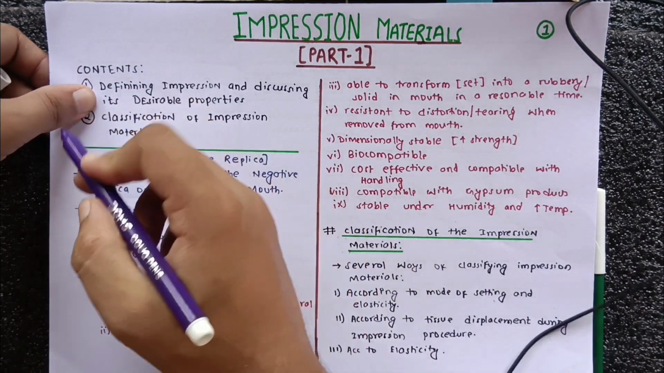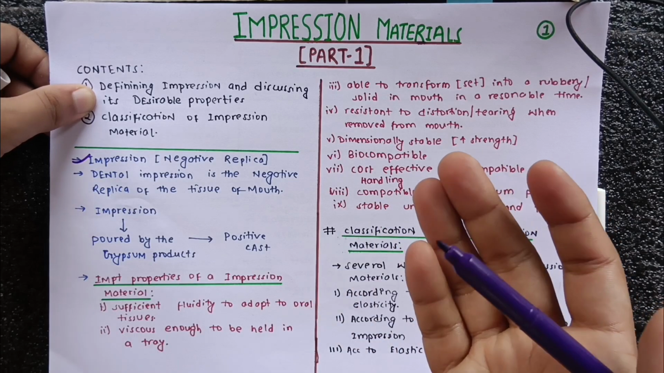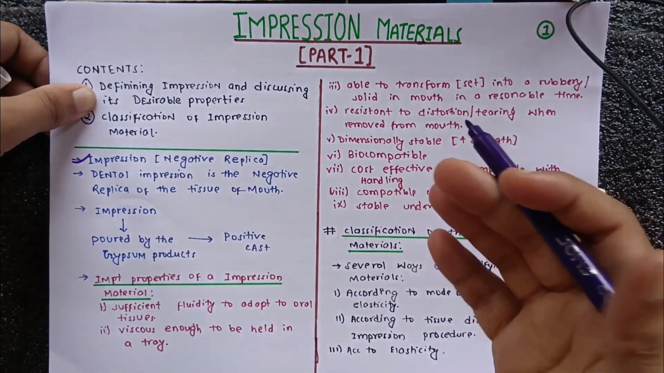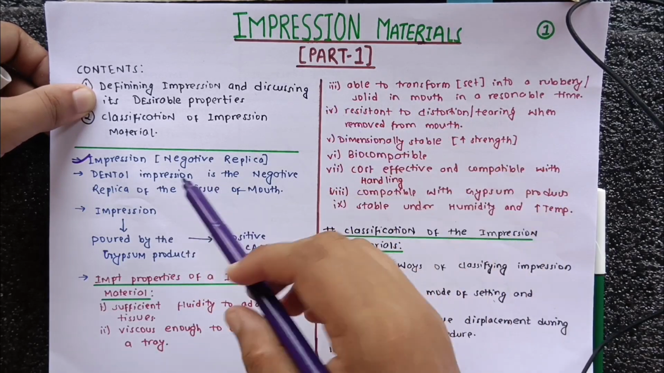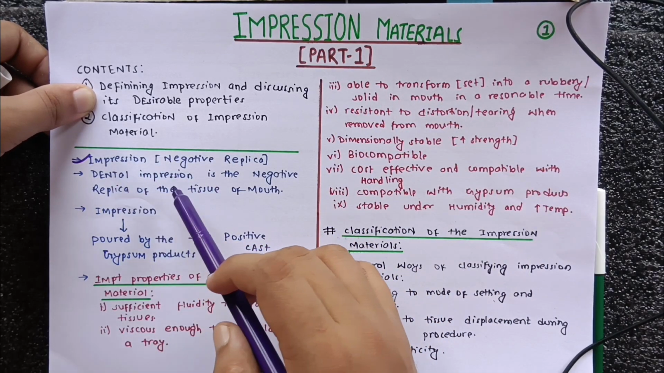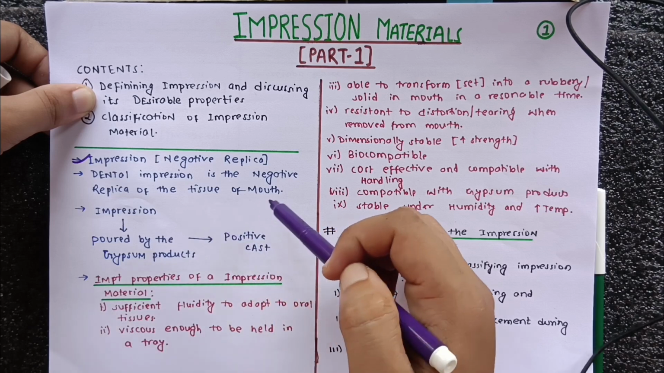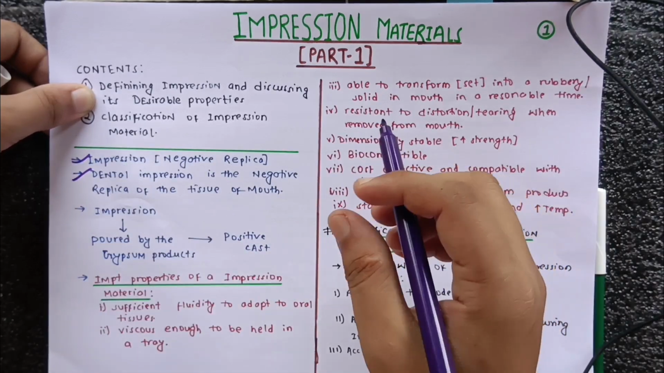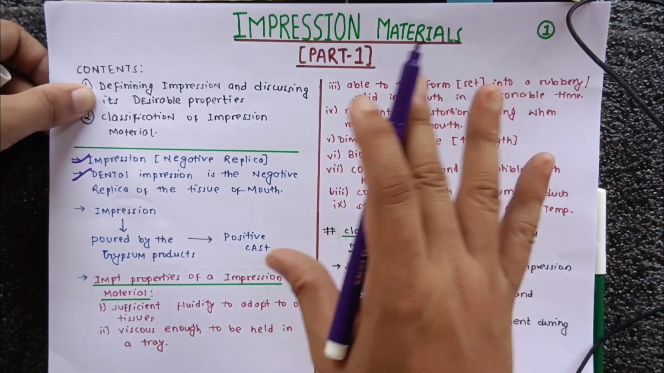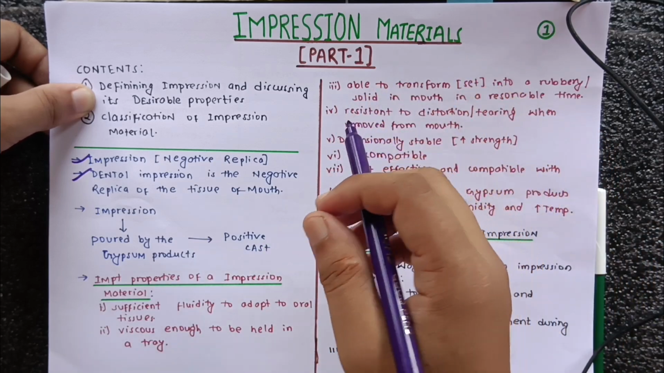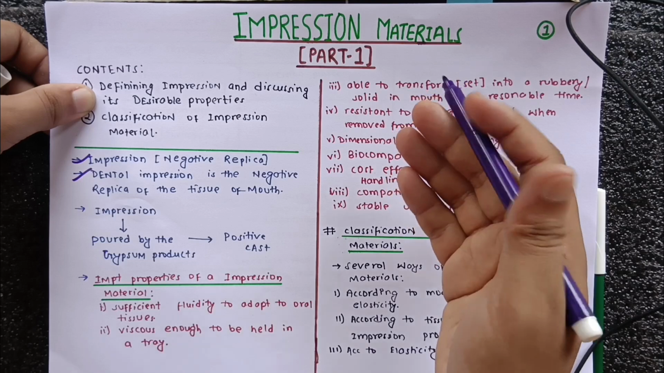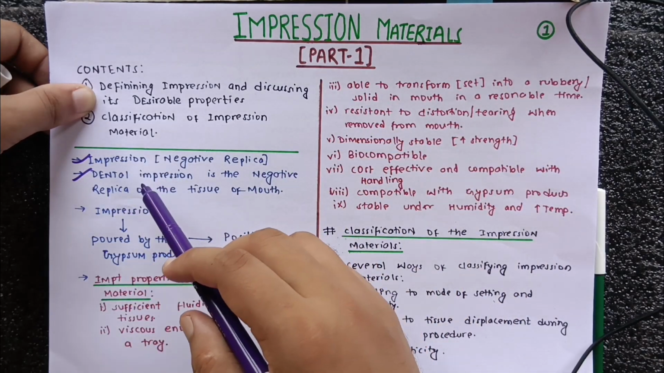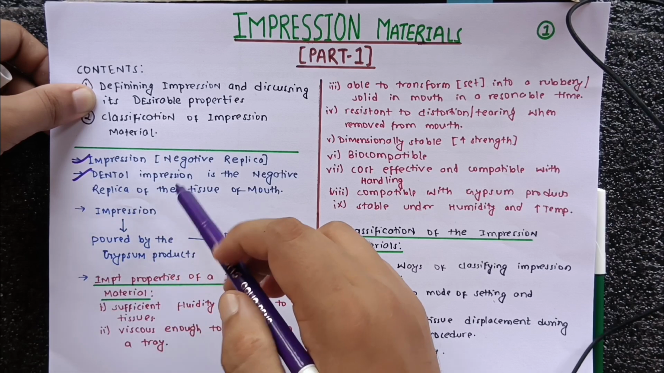Simply, impression means a negative replica. Anything that has its negative replica means its duplicate. So a negative replica of anything is an impression, and a dental impression is the negative replica of the tissue of the mouth. Dental impression means the negative replica of anything related to dental things, like teeth, and the associated structures of the teeth like gums and cheeks. That comes under dental impression.